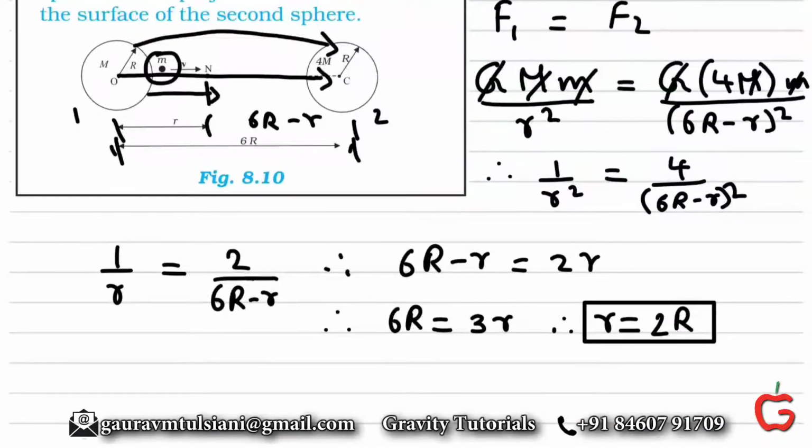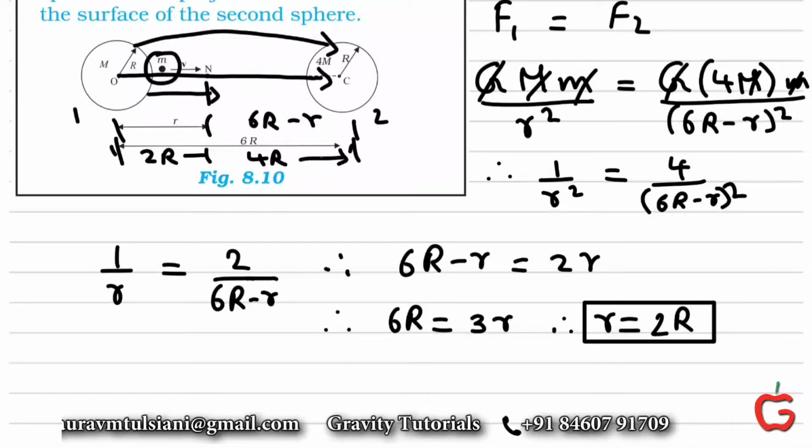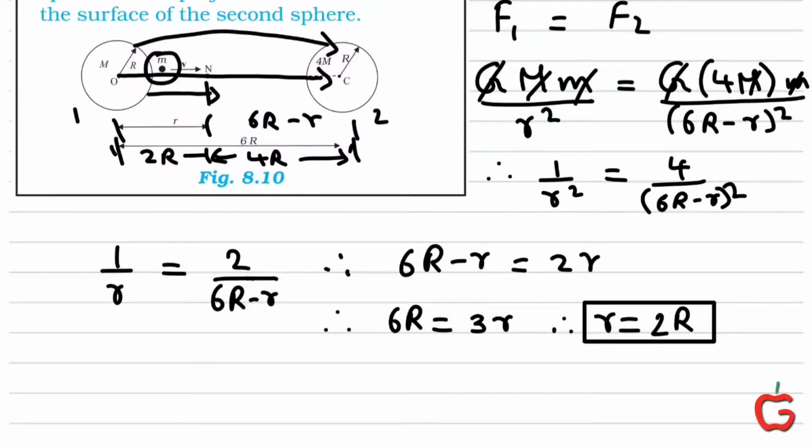So we get this neutral point. So this distance is 2r, and this distance remains to be 4r. So now we can find out the speed with which this ball has to be thrown so that it just reaches the neutral point, so that it crosses the distance 2r.